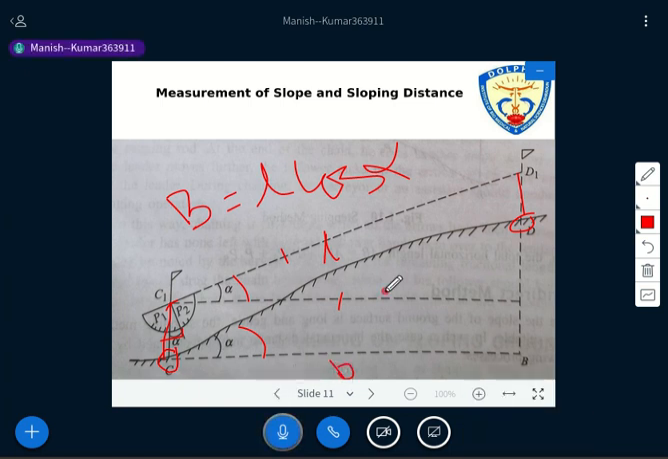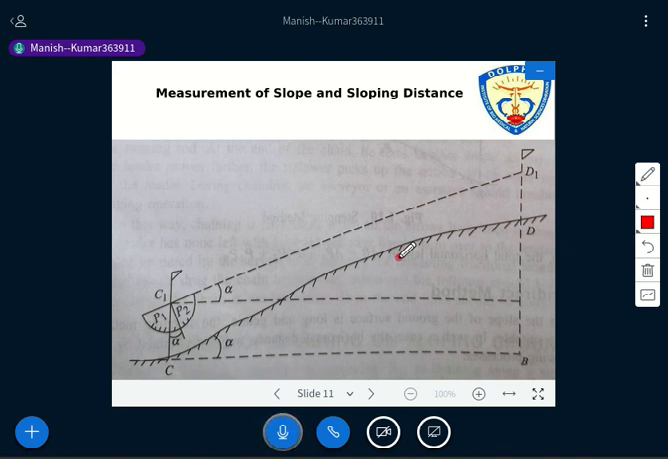Okay, so again try to understand here, because there are some students who are unable to get the concept. Let me explain again how to use this clinometer. So this is the slope. First we need to take 2 points, C and D, on the sloping ground. You can name them A, B, C, D, whatever, but here it is C and D. Then, in the second stage, you have to fix 2 ranging rods at the points C and D.